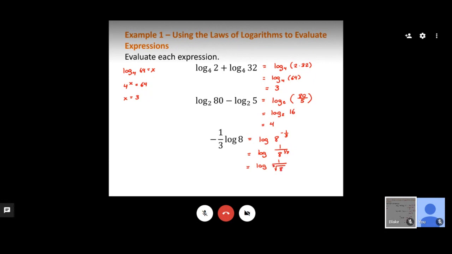Well, what is the cube root of 8? Just 2, right? So now we end up with the log of 1 over 2. Okay, so log of 1/2. Now, what's the base of this logarithm? It's 10, right? So can we raise 10 to some power to give us 1/2? No, right? So there's no good way to do this one.